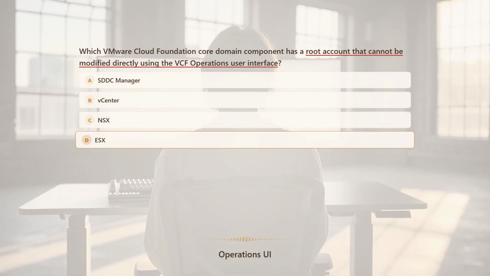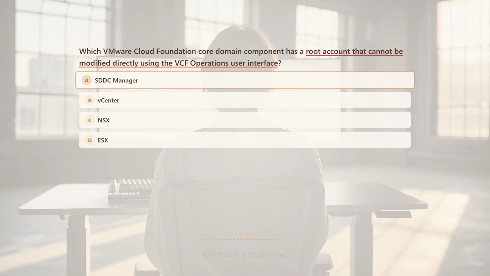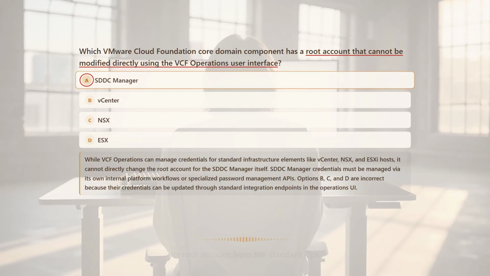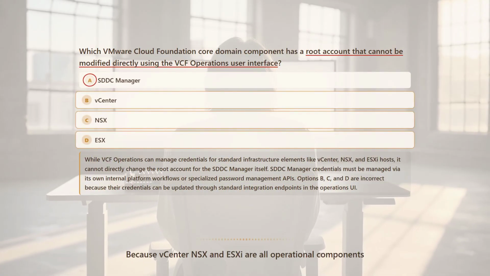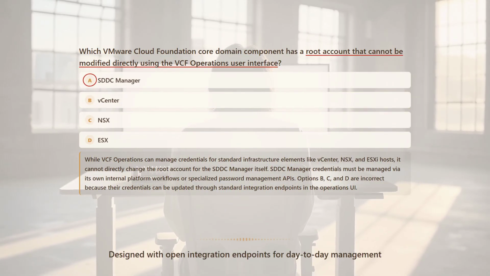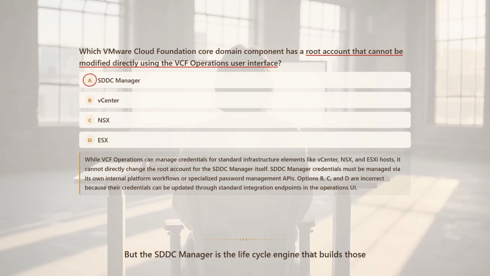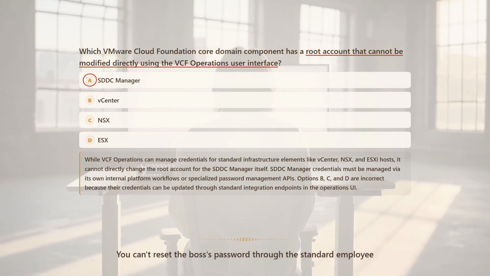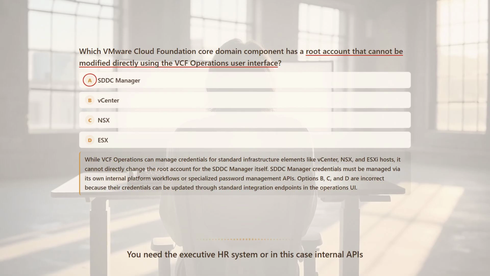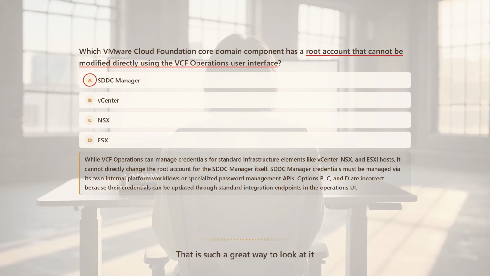Oh, this is a tricky one. vCenter is basically the heart of the environment, so it's heavily protected. I'd almost assume you can't just change this root account from the standard Ops UI. See, I thought that too, but it's actually A, the SDDC Manager. Oh, wait, right. Because vCenter, NSX, and ESX are all operational components designed with open integration endpoints for day-to-day management. But the SDDC Manager is the lifecycle engine that builds those components. Exactly. You can't reset the boss's password through the standard employee portal. You need the executive HR system, or in this case, internal APIs, to avoid a massive circular dependency. That is such a great way to look at it.